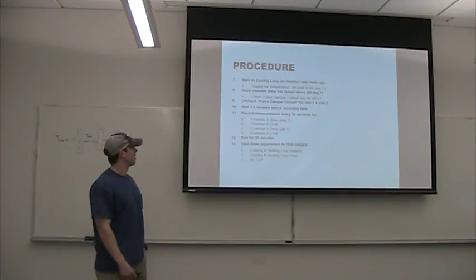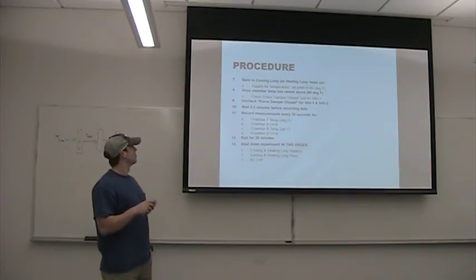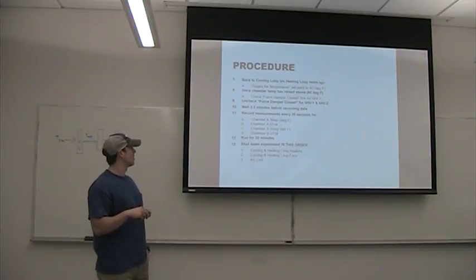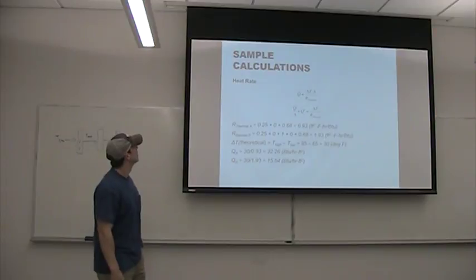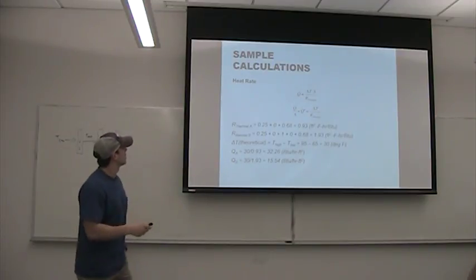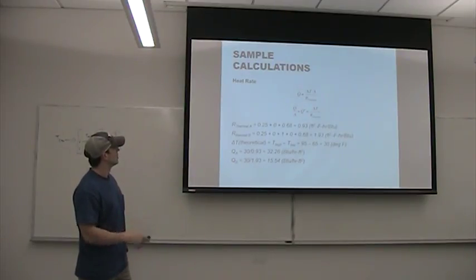And then you're going to record measurements every 20 seconds for chamber A, the temperature and the volume flow rate, and chamber B, temperature and volume flow rate. Go on for 30 minutes and make sure you shut it down in this order: the heaters, the fans, and then the AC unit.